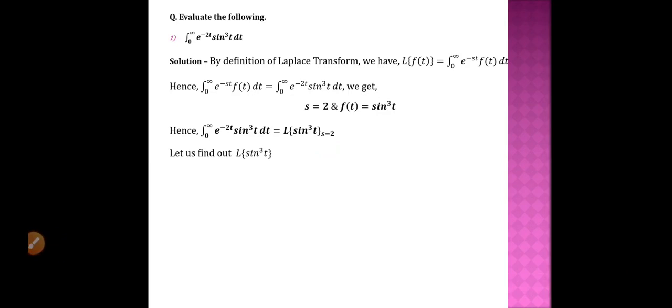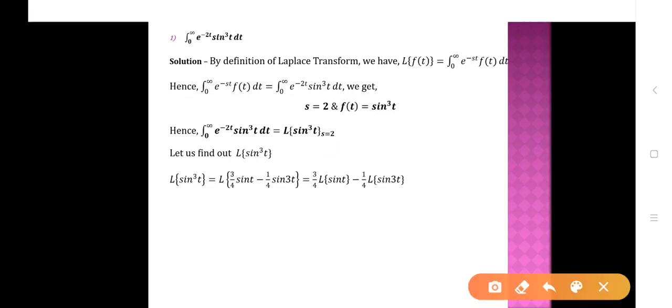As we know, we have the Laplace transform of sine t and not sine cube of t. So it is necessary to express this sine cube of t in linear terms, that is in the terms with degree 1. So L of sine cube of t is nothing but L of 3 by 4 sine t minus 1 by 4 sine 3t. That is sine cube t is equal to 3 by 4 sine t minus 1 by 4 sine 3t.